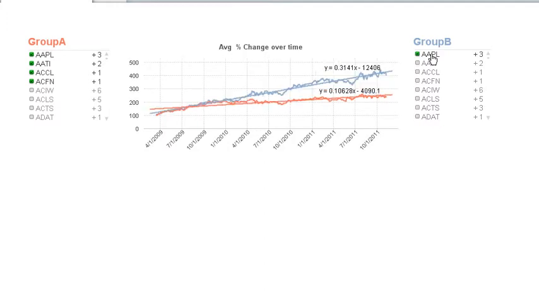Both groups now include Apple stock, but we can see that the net performance of Group A is less successful than the performance of Apple just on its own. ClickView's comparative analysis is a quick and effective way to compare multiple groups of things at the same time to see their similarities and their differences. It makes exploring your data easier.